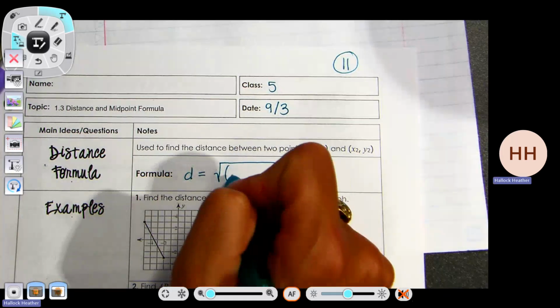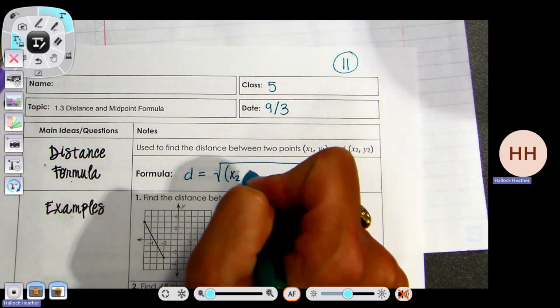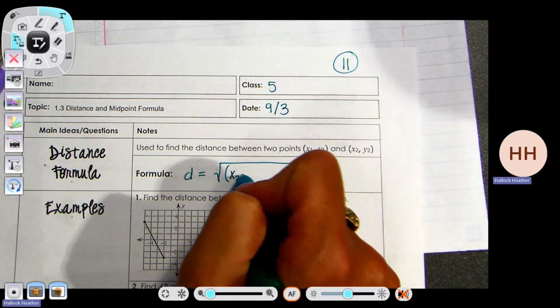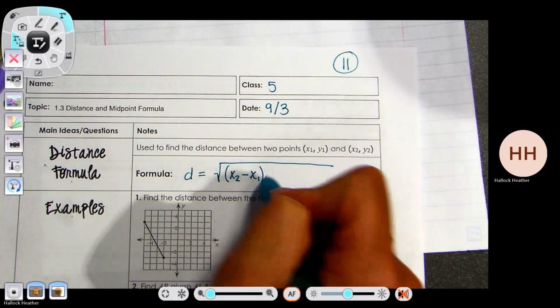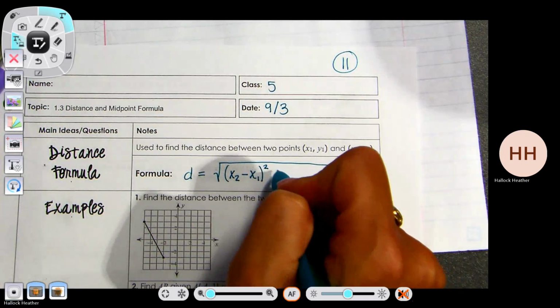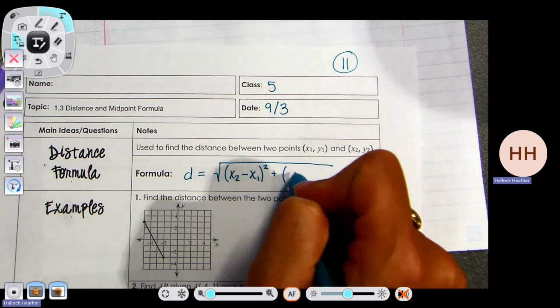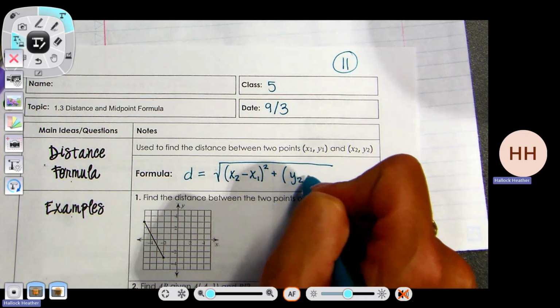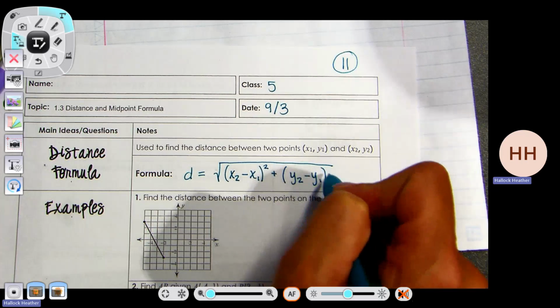It is x2 minus x1, close parenthesis, squared, plus parenthesis y2 minus y1 squared.